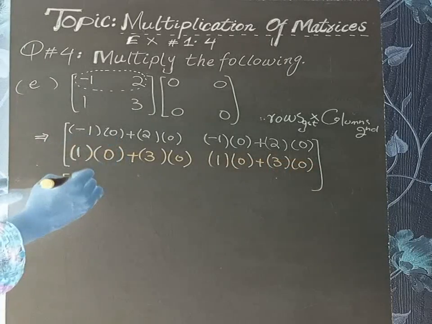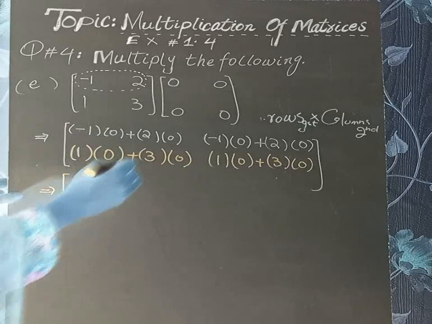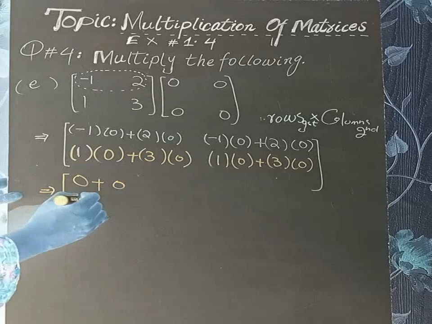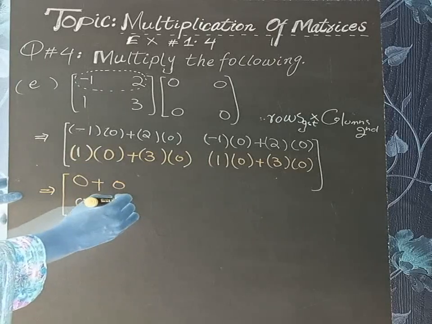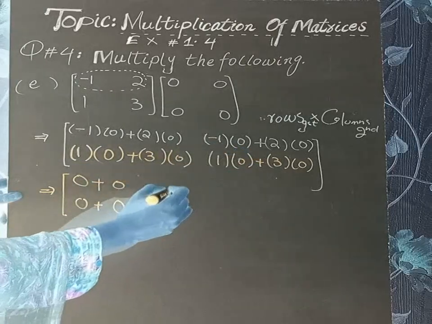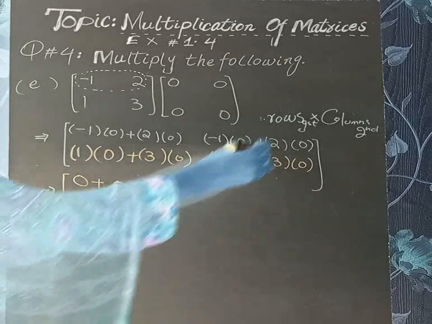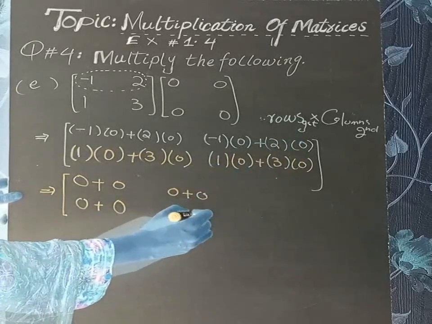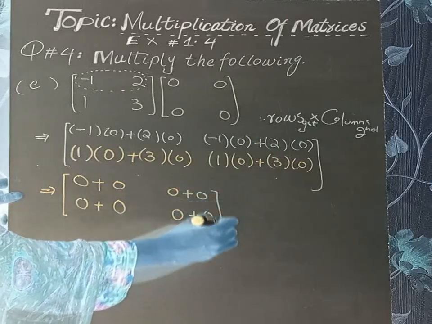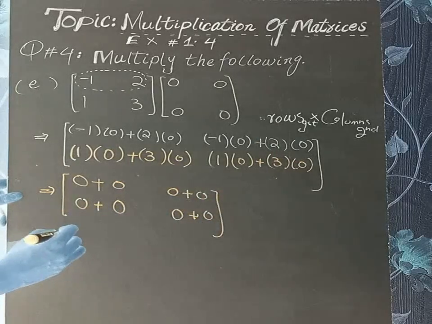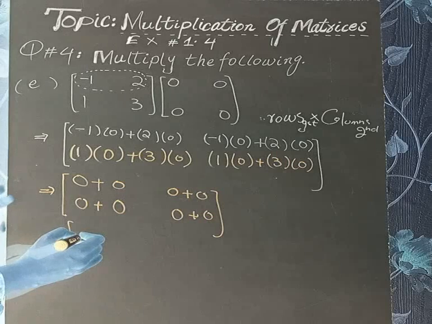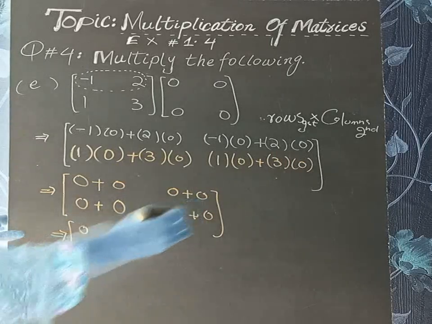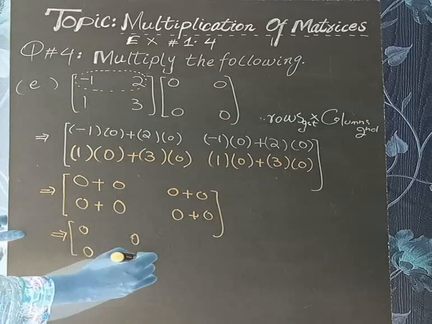Minus 1 multiplied by 0 is 0. Plus 2 into 0 is 0. 1 into 0 is 0. Plus 3 into 0 is 0. Minus 1 into 0 is 0. Plus 2 into 0 is 0. 1 into 0 is 0. 3 into 0 is 0. Multiplication of any number by 0 is 0. 0 plus 0 is 0 and this is also 0.